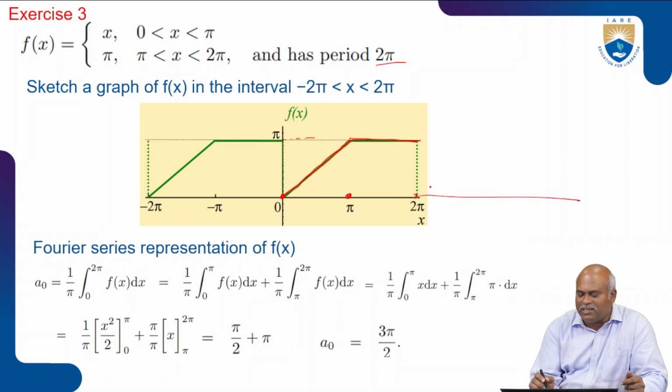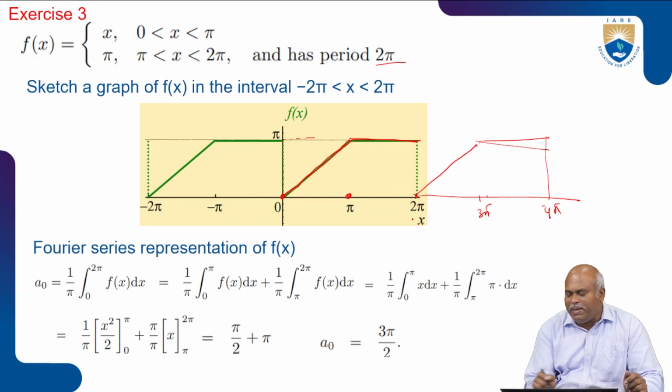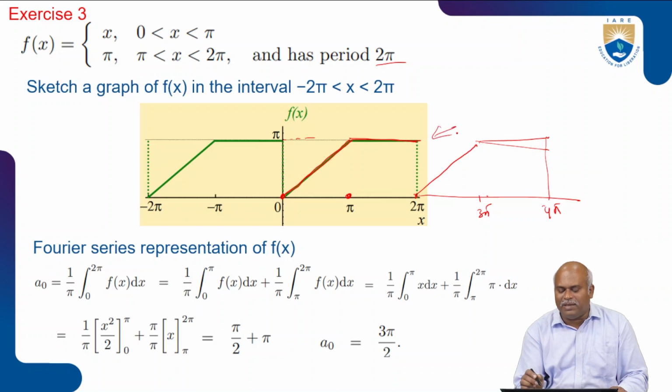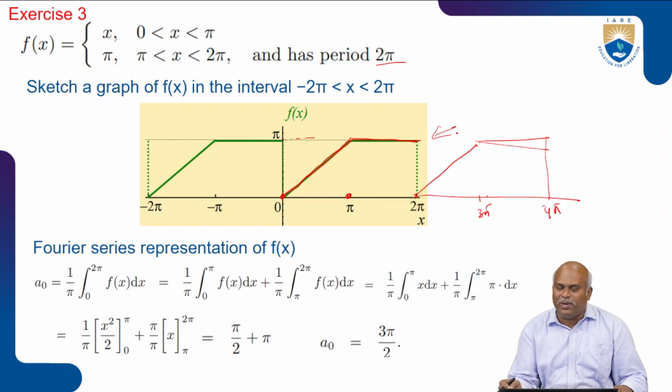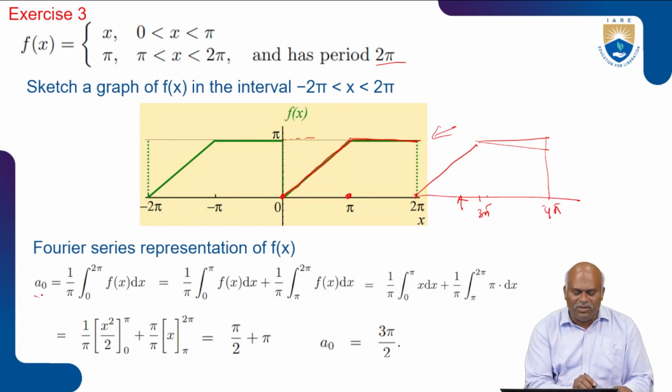The next case, from 2 pi, it will go up to 3 pi, represented as a ramp. After that, it's constant up to 4 pi. It continuously repeats. Now this signal we consider as a periodic signal. It is suitable for the trigonometric Fourier series.